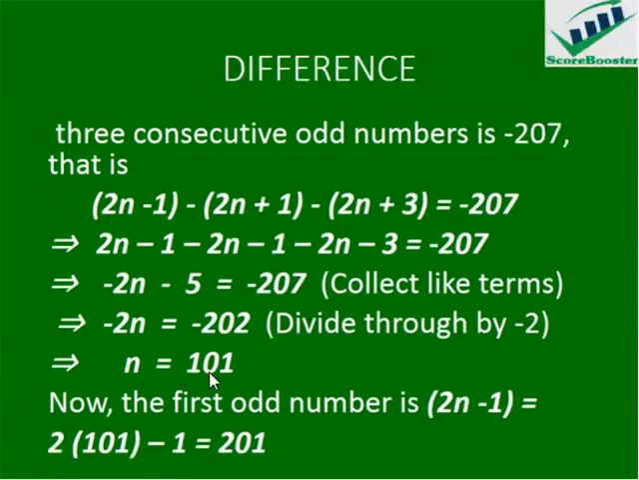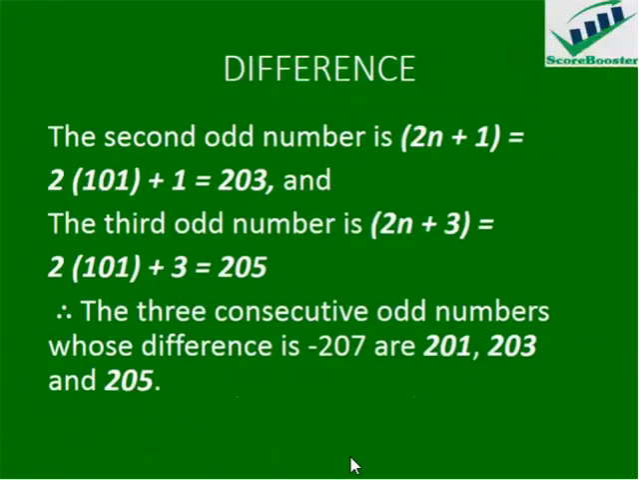So n is 101. Now you start fixing the value of n into the expressions we have for the odd numbers. The first odd number is 2n minus 1, which is 2 multiplied by 101 minus 1. 2 multiplied by 101 is 202, minus 1 will be 201. The second odd number is what? 2n plus 1. 2 multiplied by 101 plus 1, that's 202 plus 1, 203.